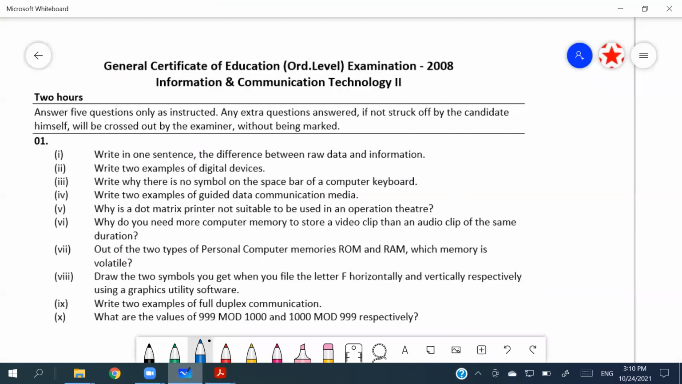So the next question is saying, why do you need more computer memory to store a video clip than an audio clip of the same duration? So you have to say, when it comes to the audio clips, it's just the audio data that it needs to store. And a video clip contains both audio and video. Even if that video clip does not contain audio, the pictures, or the frames inside the video clip, contain more data. So because of that, even though the duration is the same, the audio clip is less in capacity compared to the video clip.